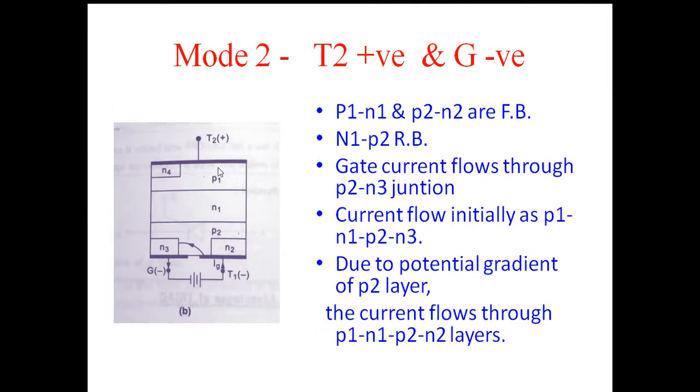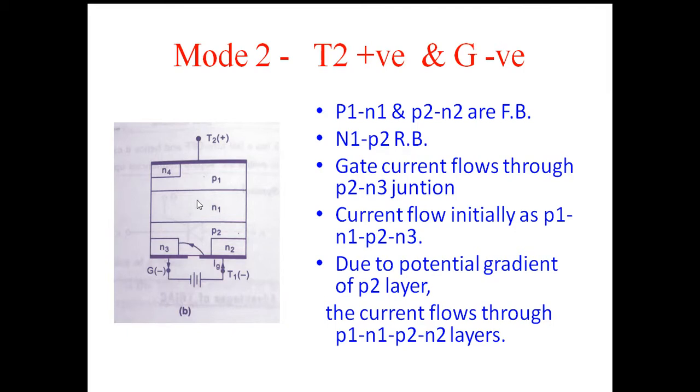Mode 2. In mode 2, T2 is positive and gate is negative with respect to T1. Here gate is more negative with respect to T1. That means T1 is somewhat more positive with respect to gate. Suppose T2 is 10 volts, T1 is 5 volts, gate is 0, like that. In that case, the current will be flowing from the P2 layer to N3.